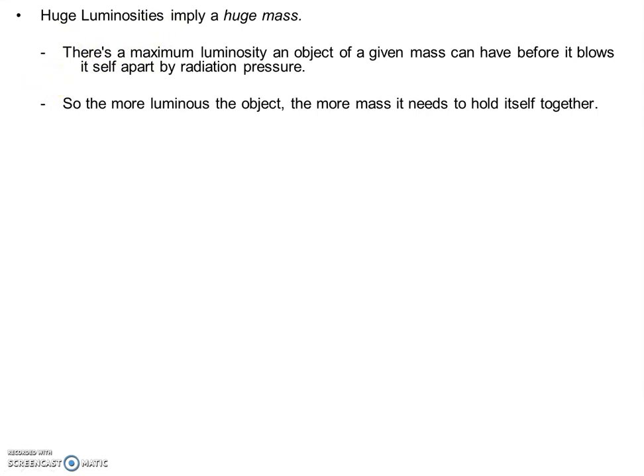And so if we know the luminosity, we know that there's a minimum mass it has to have for it to not be totally blown apart. And it turns out for the kind of luminosities we have for quasars, you need millions and millions of times the mass of the sun to hold the structure that's giving off the light together. So what can a quasar be?